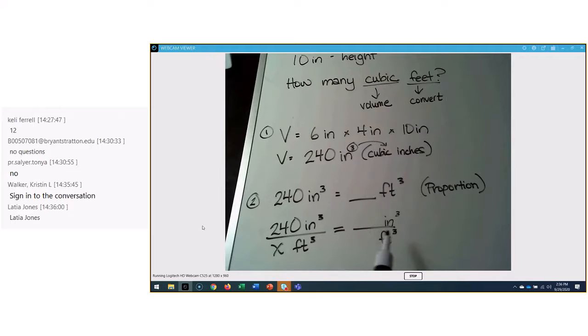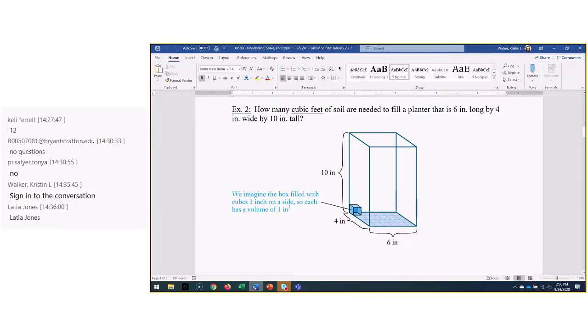Okay, now here's another issue. Some people will automatically go to the 12 and the 1 because they know inches and feet. We're talking cubic inches and cubic feet now. This is not 12 and 1. Let me show you on the paper.